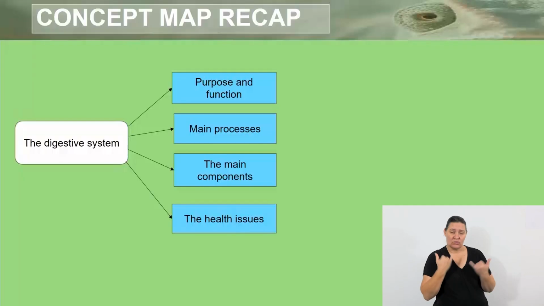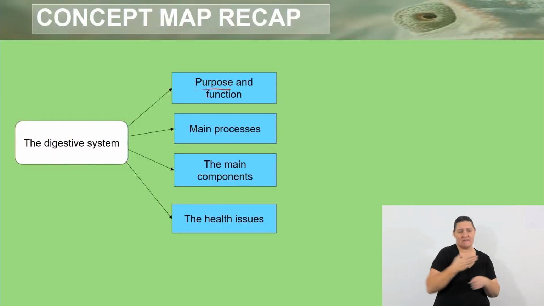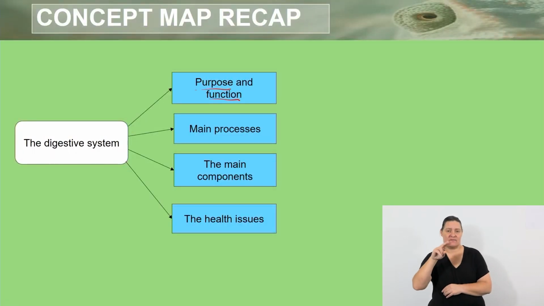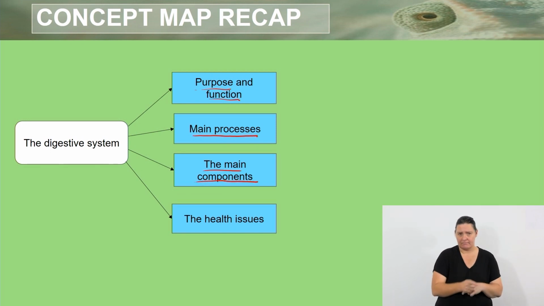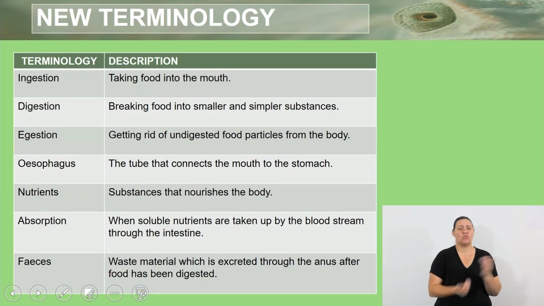So starting with the concept map. Today we spoke about the purpose and the function of the digestive system. We looked at the main processes that are involved in the digestive system. We then looked at the components that make up a digestive system. And lastly, we spoke about the 4 health issues that are associated with the digestive system. We were also introduced to new terminology.